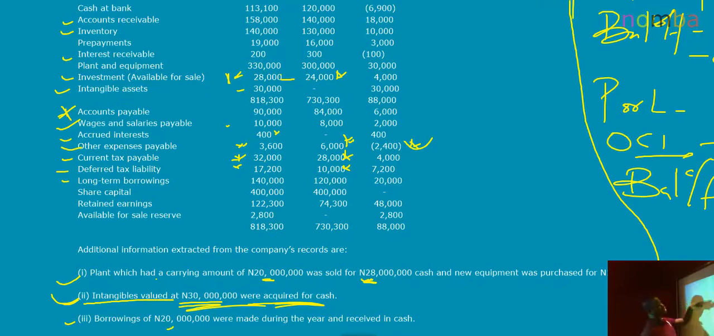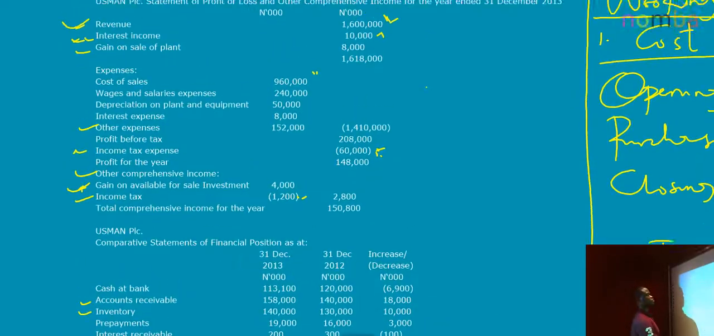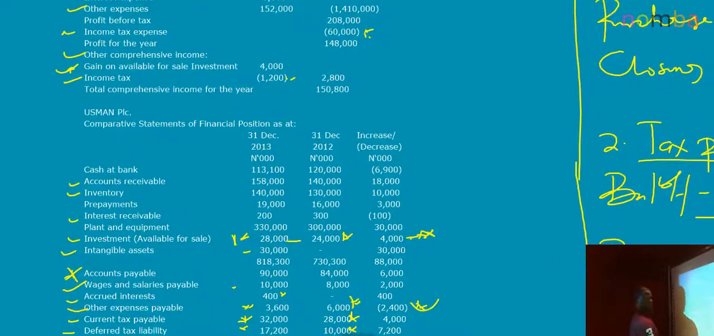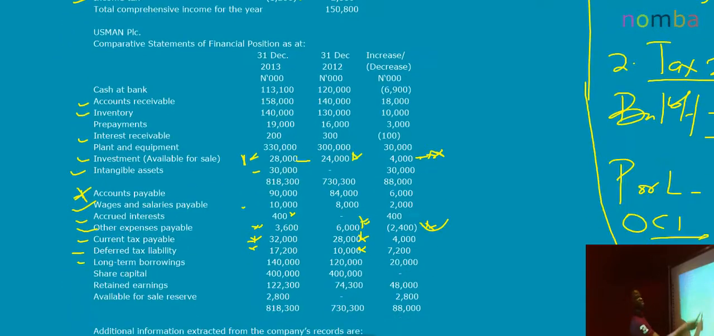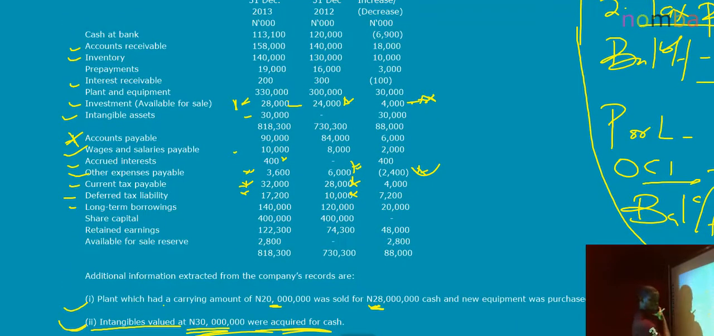For you to know, let's go and look at the statement of other comprehensive income and see if there is any gain on available for sale investment relating to this 4,000. And as we will have it, there is a gain on available for sale investments, which is 4,000. And we already established that that is non-cash. Okay, it is strictly non-cash.